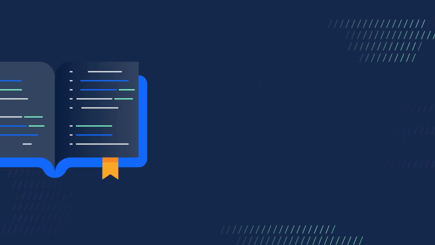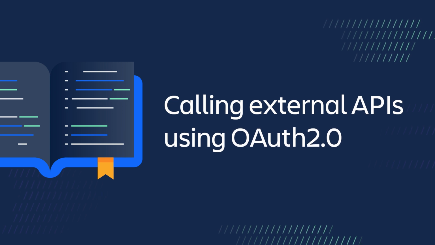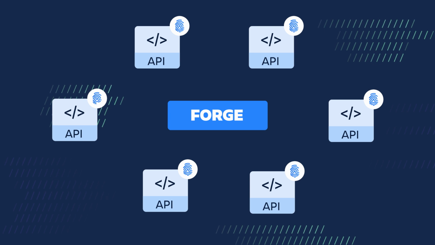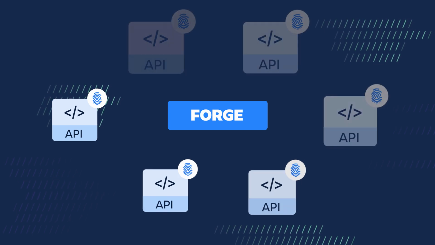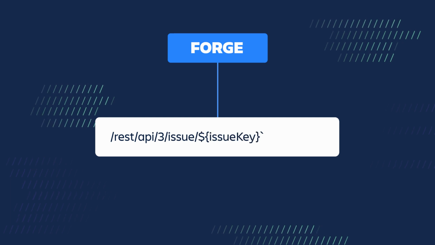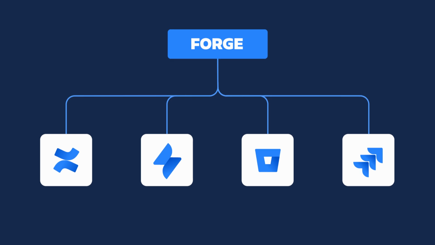You can also learn more about calling external APIs that use OAuth 2.0. Forge's external authentication features are designed to simplify these types of integrations. The Forge API utility simplifies how you authenticate and build API requests, especially for Atlassian products.